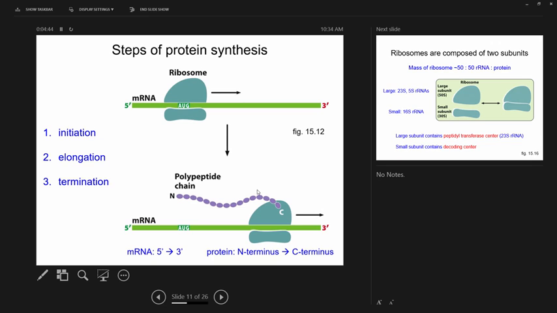As I said before, 5' to 3' direction in messenger RNA corresponds exactly to N-terminus to C-terminus in a protein. As the ribosome moves down the messenger RNA in a 5' to 3' direction, it is adding new amino acids to the carboxyl terminus of the elongating peptide chain.